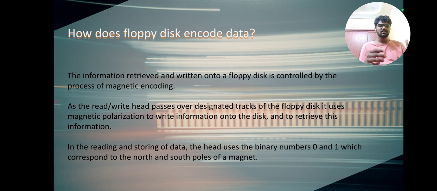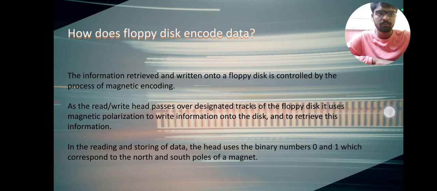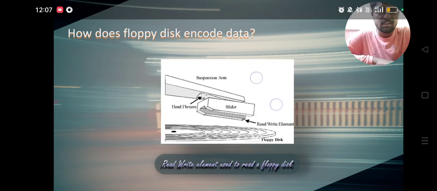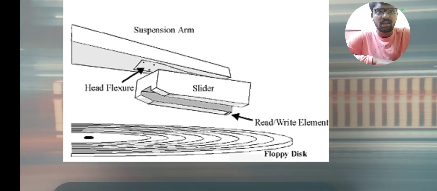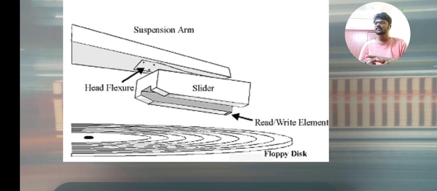The information gets rotated as the information gets exchanged, as there exist currents between them. Okay, this is the slight diagrammatical representation. Here you have a suspension arm. So you can imagine this as, yeah.